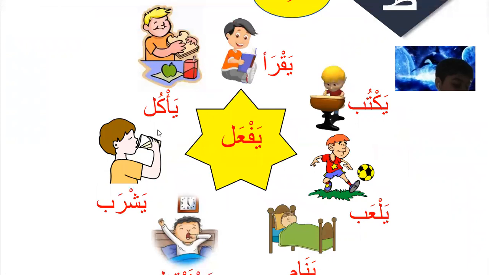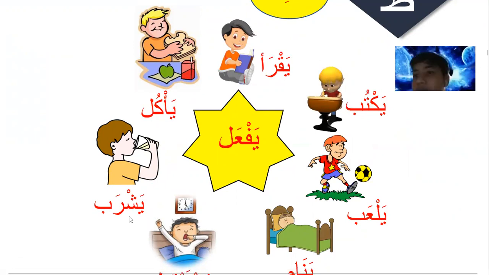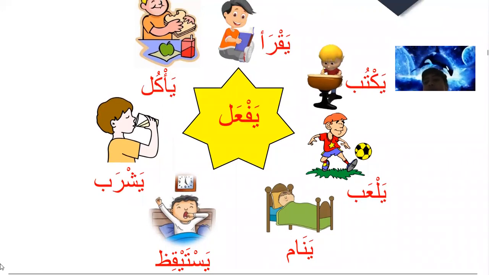Now read all these words again and tell me their meanings. The first one, Yakra'u. He's reading a book. Yakul. He's eating. Yashrabu, he is drinking. Yastaikizu, he is waking up. Yanamu, he is sleeping. Yalabu, he is playing. Yaktubu, he is writing.